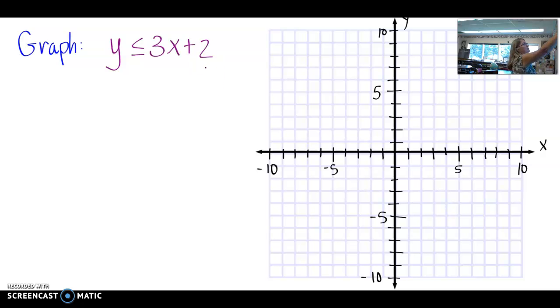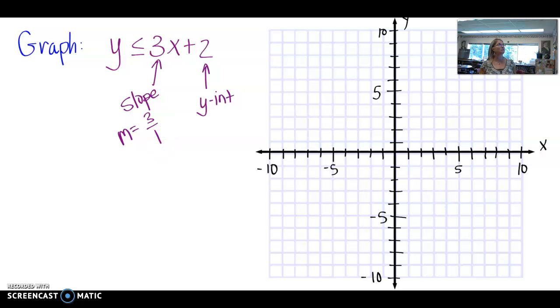This is my y-intercept, and this is my slope. And the slope is a whole number, so put it over 1 so that you can think of it as rise over 1.